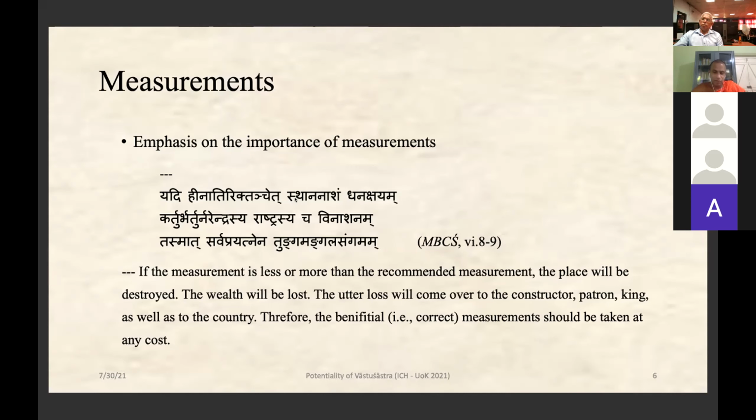And the most interesting thing is that they don't explain the rationale behind these numbers, how they calculate these numbers. This is not actually a characteristic of Vastushastra literature alone. If you go to the mathematical literature and many other literatures, they don't give the proofs, they don't give the method they calculated, but they just give the numbers or just the rule.